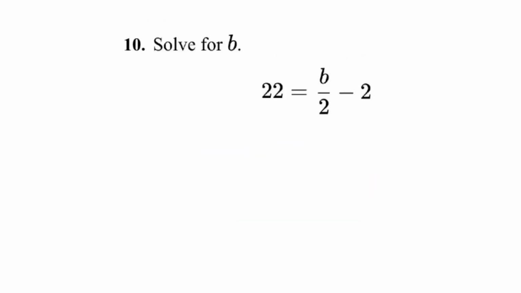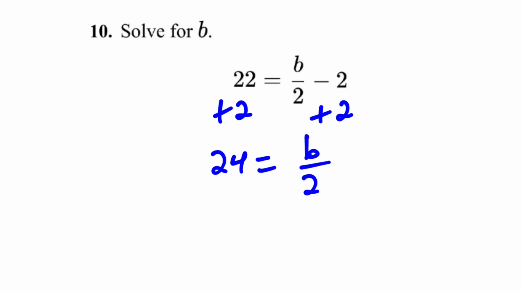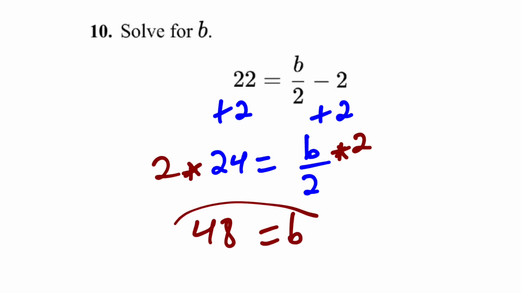The other common type of two-step equation is one that has division, like this, b divided by 2. So if we want to solve that, we're still going to plus 2 first. We have 24 is equal to b over 2. And then we're going to multiply both sides by whatever's on the bottom of the fraction. So we get 48 is equal to b. You are undoing the opposite operation.